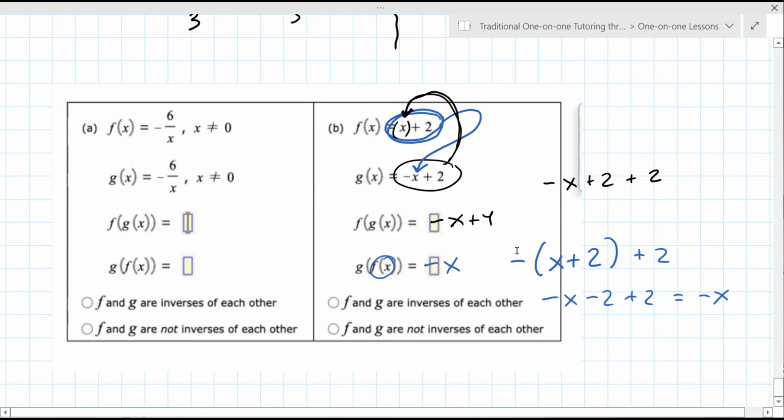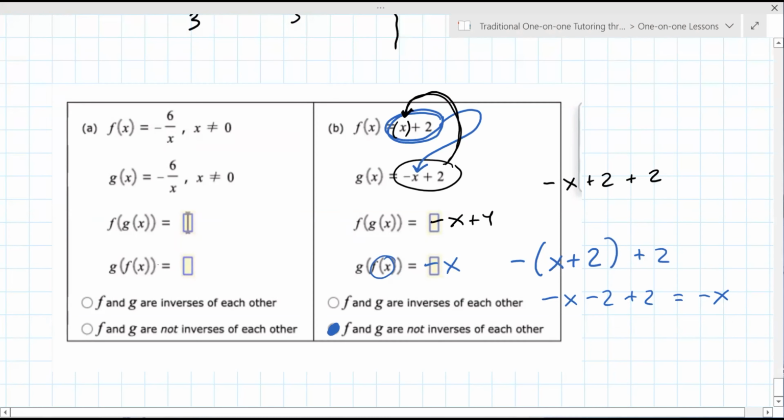No, the negative distributes to both. Oh, right. I should not forget that. That will be a big mistake. So these are not inverses because they're not the same.